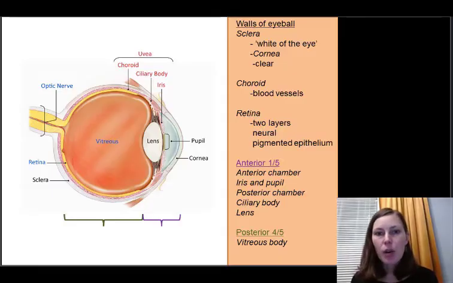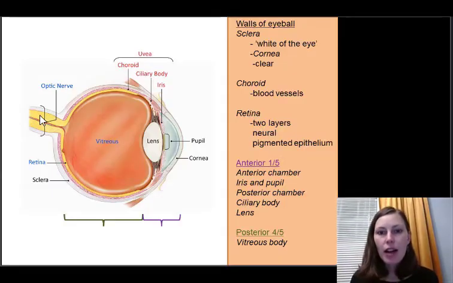Here you can see a drawing of an eyeball that's been cut in half, so you're looking at just one side of the eyeball. We have an area in the front called the anterior portion and an area in the back of the eyeball called the posterior portion. You can think about the eyeball as having walls or layers from outside to inside that protect the inner structures of the eye. The outermost layer is called the sclera.